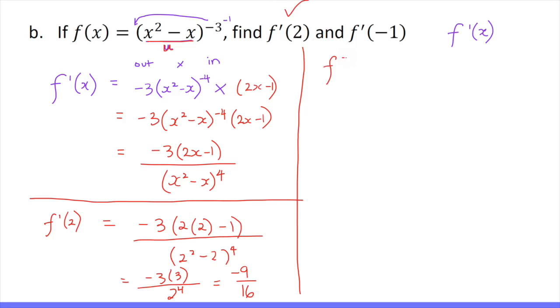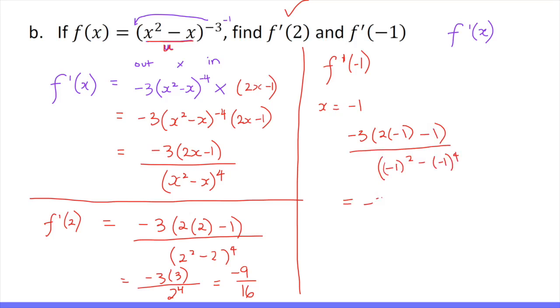Now I'm going to complete it for f dash of negative 1. So wherever I see an x, I'm going to be substituting in -1. Two times -1 is -2, minus another 1 will be -3. (-1) squared is +1. This should have a bracket around it, sorry. Negative and a negative make a positive, so that's just 1 plus 1. -3 times -3 is 9 on 16.